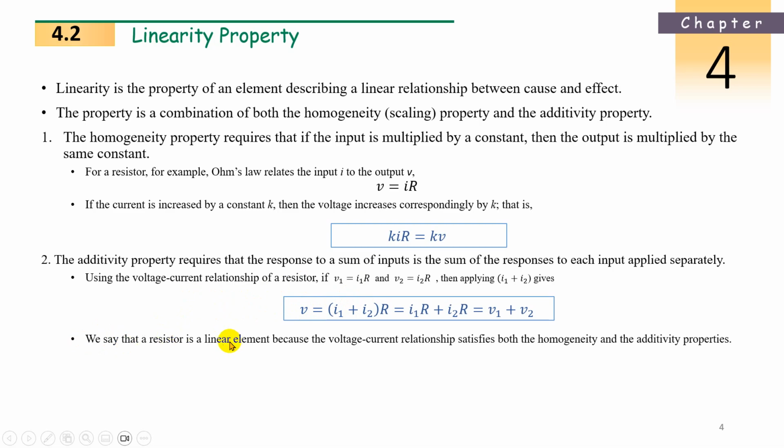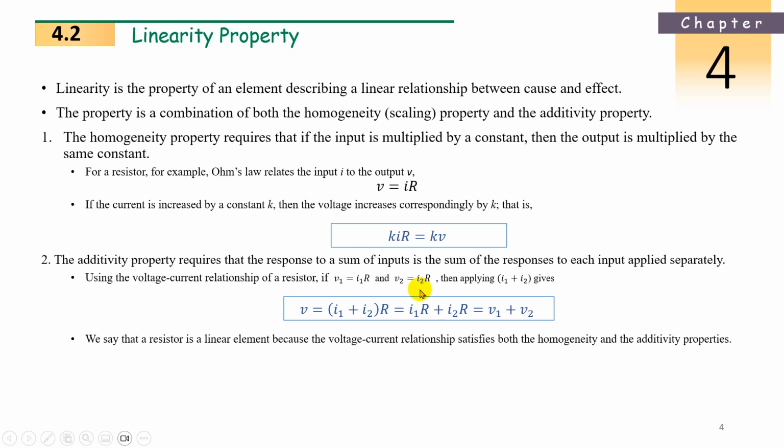We say that a resistor is a linear element because whatever you change the current, the voltage also will change. The voltage-current relationship satisfies both homogeneity and the additive property. What is linearity? It must satisfy both things, homogeneity and additive property. Homogeneity means the factor of changing the current must change the voltage by the same factor. And what is the additive property? For the same resistance, if the current is I1 and the current is I2, the summation must be V1 plus V2, which is equal to the source voltage. This is called the additive property.